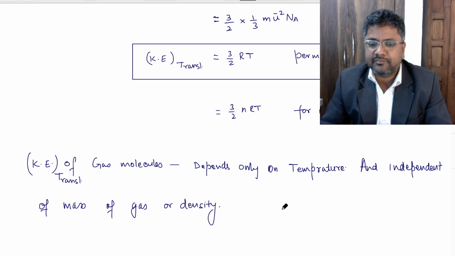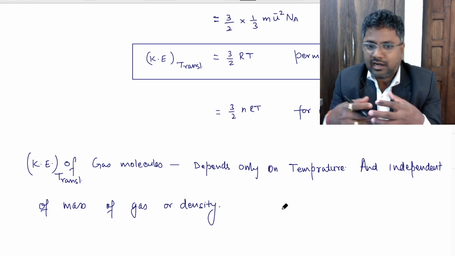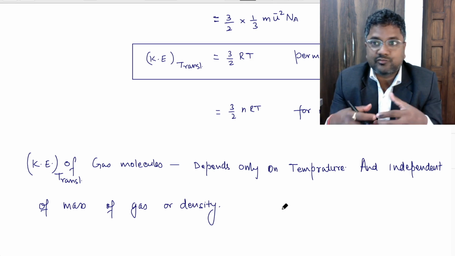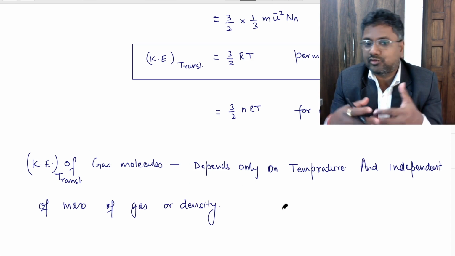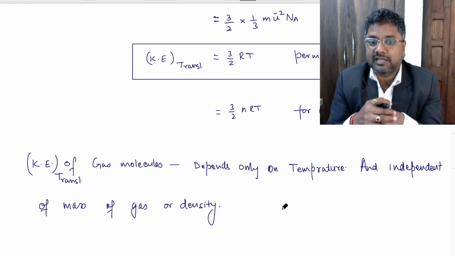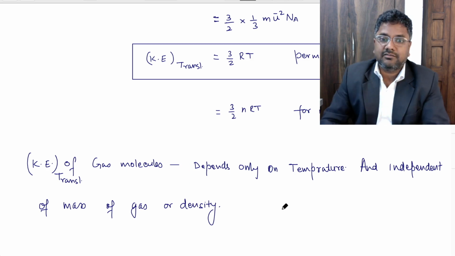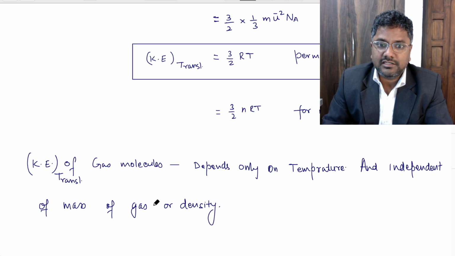So if you have carbon dioxide and helium, both at the same temperature, although both have a different number of atoms, different molar mass, and different mass, at the same temperature both have the same kinetic energy. This is a very important generalization of the kinetic theory of gases, and it is very important as well that kinetic energy is independent of the mass of the gas molecule, right?